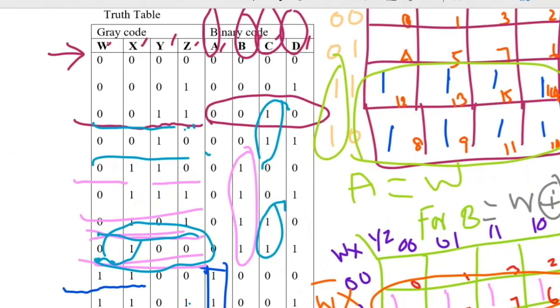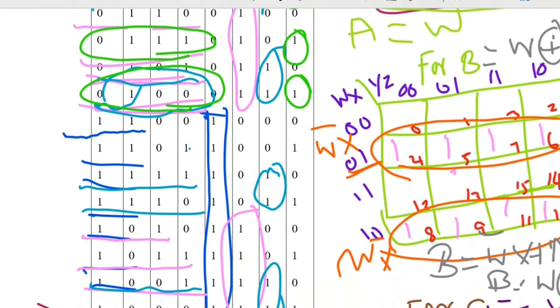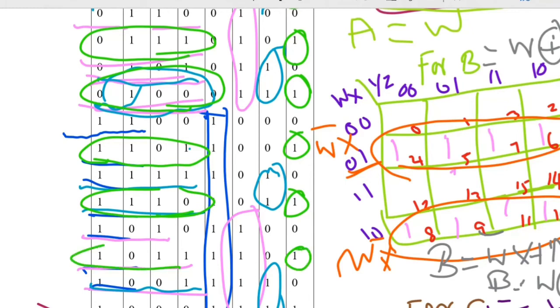Now students, similarly we do the K-map for D. For D we have 1, 2, 3, 4. Likewise you have to check yourself. 0, 0, 0, 1, 0, 0, 1, 0, 0, 1, 1, 1, 0, 0, 1, 0, 0. Then here 1, 1, 0, 1. Here 1, 1, 1, 0. Here 1, 0, 1, 1. Here 1, 0, 0, 0.